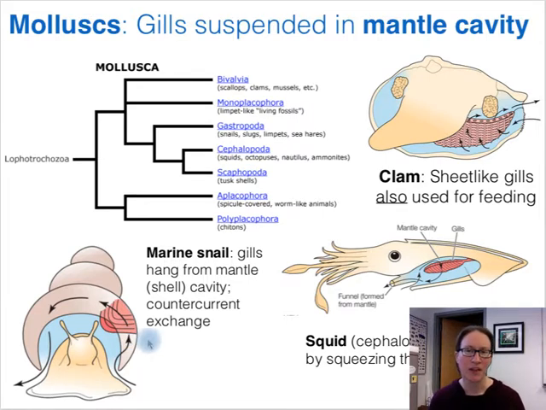countercurrent exchange. I've also got a clam up here as an example bivalve, and clams and other bivalves have gills that are sheet-like in structure, and the gills are used both for gas exchange and also as a filter feeding apparatus. So if you're going to be passing a lot of water through, might as well make the most out of that and use it both for food and also for gas exchange. Here are also gills in a cephalopod, like a squid. For the cephalopods, water is flowed across the gills basically by the squeezing of the body cavity.